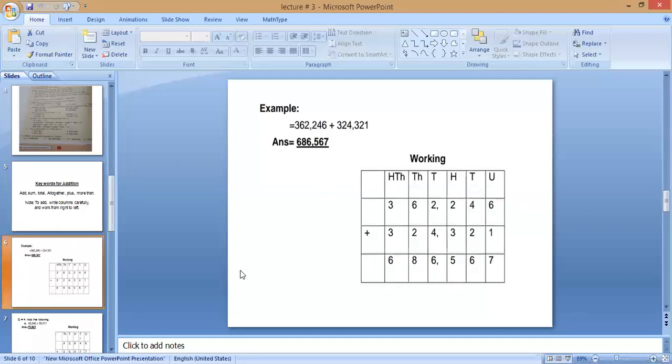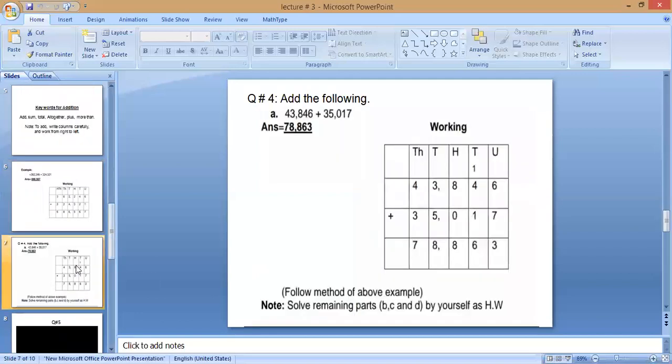No carry, no borrow. Okay, now come to the next question. Question number 4. This is from your Countdown book. Add the following. You have two numbers. Question number 4, A part. You will write down your numbers here and start from your right hand side. 6 plus 7 is 13. You don't write 13 here. You just write 3 here and 1 goes to carry.